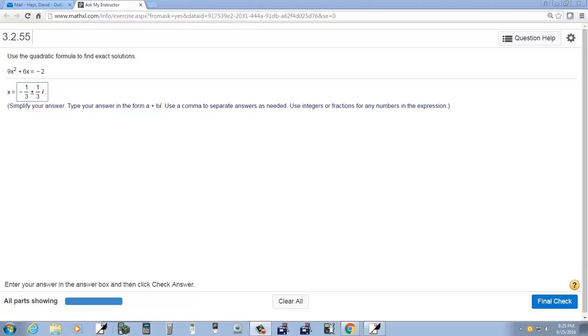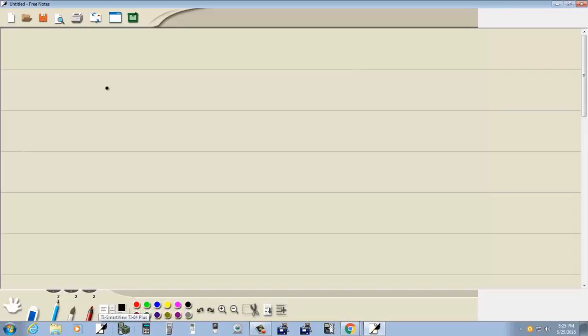Let's take a look at this problem. We got 9x squared plus 6x equals -2, and use quadratic formula. First off, we have to have 0 on one side. So I'm going to take that -2 and move it to the left side, and it becomes a +2.